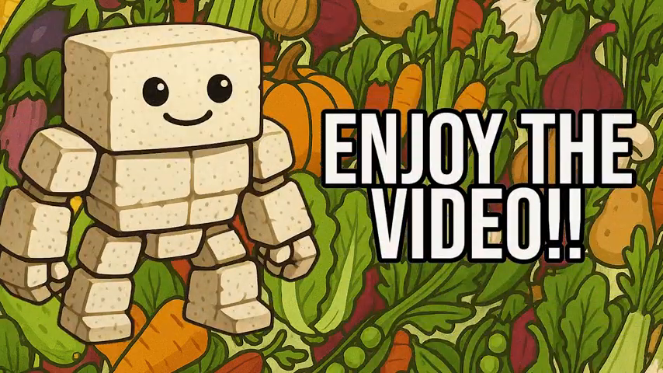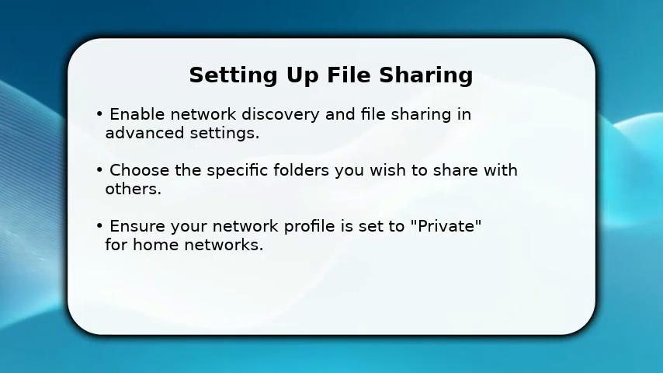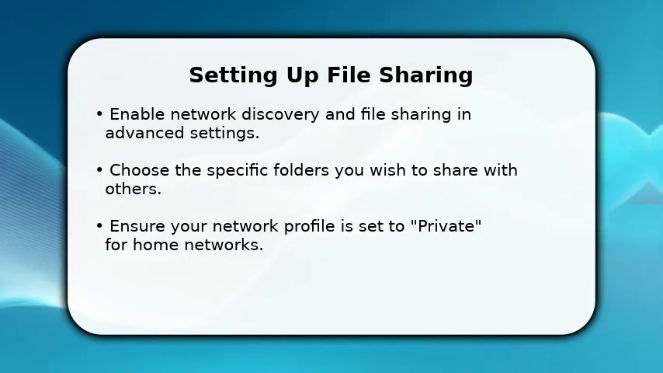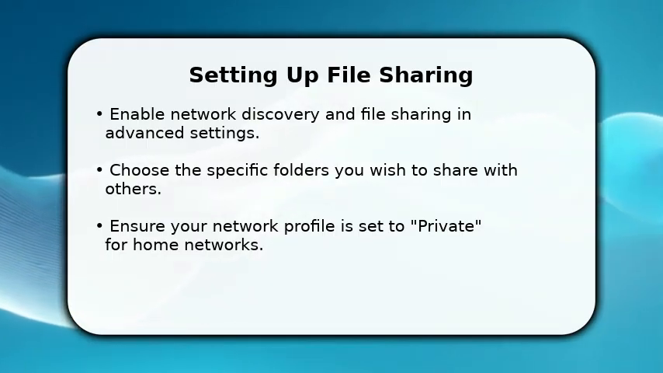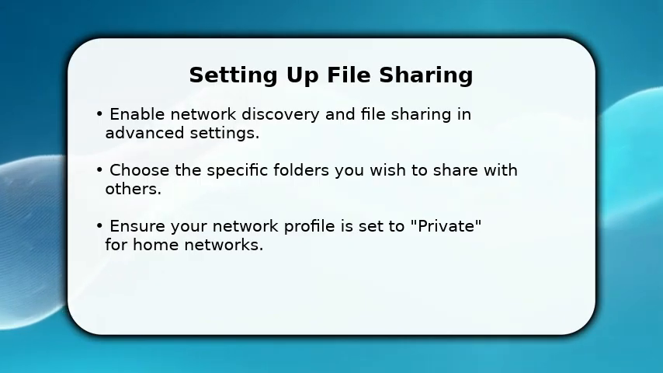Please enjoy the video. In this video, I will explain how to use file sharing on Windows. First, open the Control Panel and navigate to Network and Sharing Center. Click on Change Advanced Sharing Settings and turn on Network Discovery and File Sharing for your private profile.